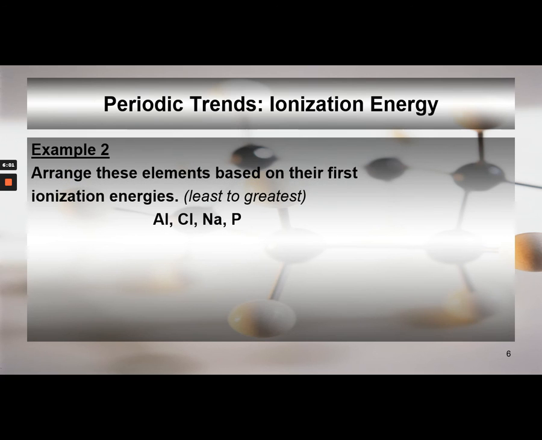Let's look at these. We've got aluminum, chlorine, sodium, and potassium. If we look, we see that aluminum, chlorine, sodium, and potassium are in the same period. So you want to hit pause, use your periodic trends table, and figure out the order. So we see that sodium has a smaller ionization energy. It's easier to lose a loosely held valence electron, whereas chlorine has a large ionization energy, and it doesn't like to lose electrons. It likes to gain them and form an anion.